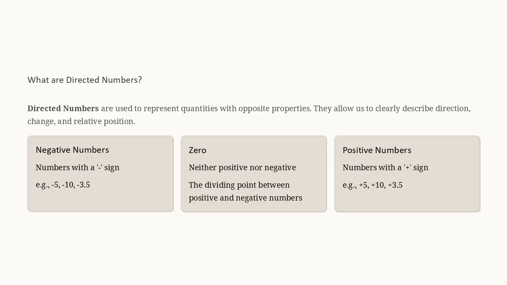The concept itself is beautifully simple. Directed numbers are really just your everyday numbers, but with an extra piece of info, a sign that tells us their direction. It lets us talk about not just how much of something there is, but the nature of that amount. And it all comes down to three basic building blocks. First, you've got your positive numbers, with a little plus sign, that represent one side of things. Then you have the negative numbers with a minus sign for the total opposite, and smack dab in the middle, you have 0. That's our neutral starting point.